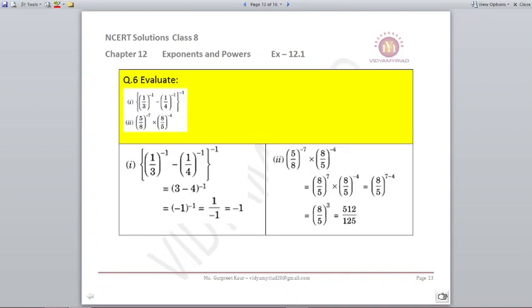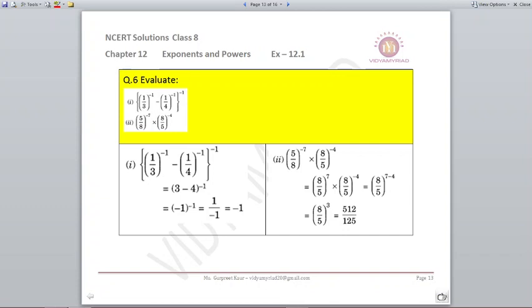Next, evaluate. Now there are big brackets given. In the case of first, if you see 1 upon 3 whole raised to power minus 1 minus of 1 upon 4 whole raised to power minus 1 and the whole big bracket again minus 1. So first we will solve the inside bracket. We will take the reciprocal to remove the negative powers. So it will become 3 minus 4 the whole raised to power minus 1. And 3 minus 4 is minus 1. Minus 1 raised to power minus 1, which will be minus 1 only.